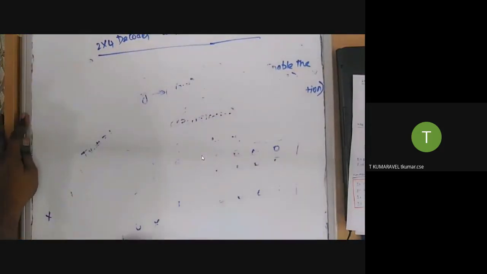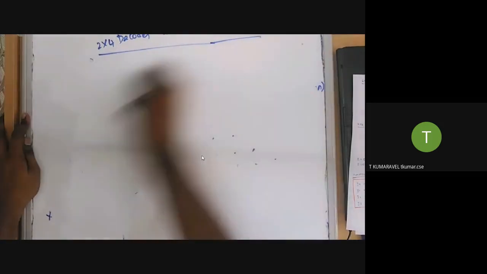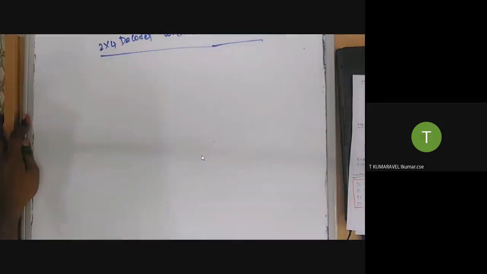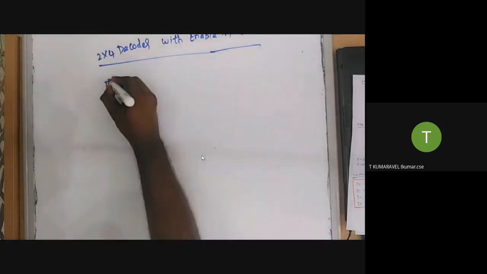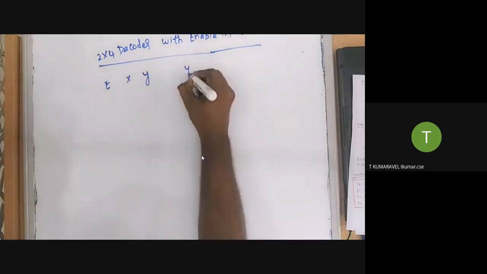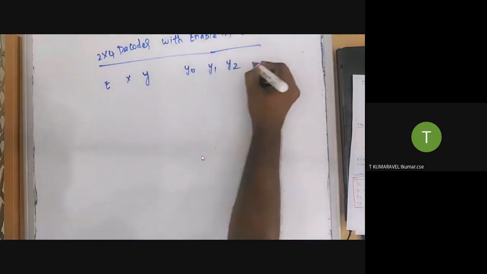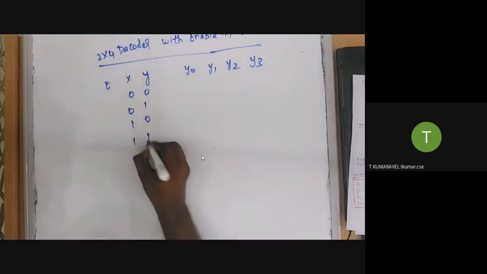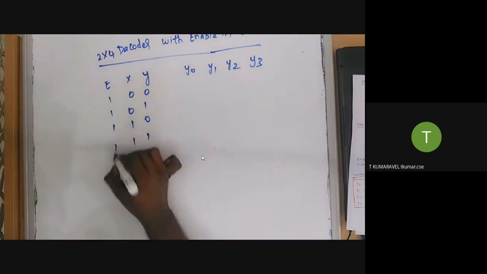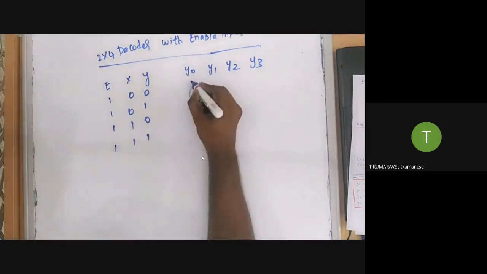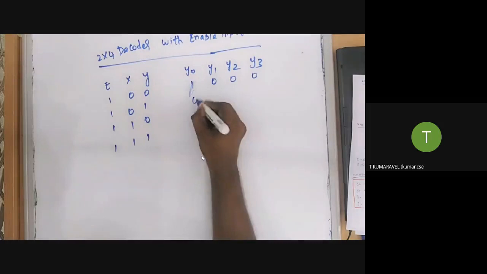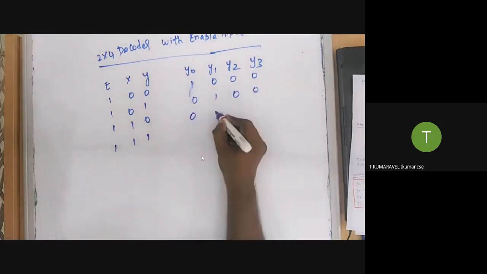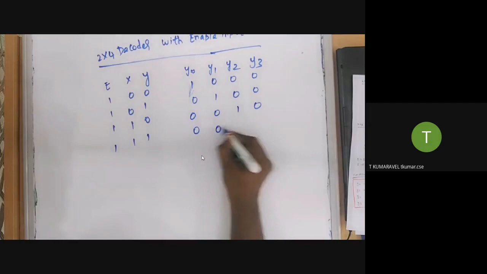So for that, I'm going to draw the circuit diagram. In order to draw the circuit diagram, first of all you need the truth table. Okay, so how do you draw the truth table? Already we have seen it: 0 1 1 1 1 0, sorry. 1 0 0 0, 0 1 0 0, 0 0 1 0, 0 0 0 1.